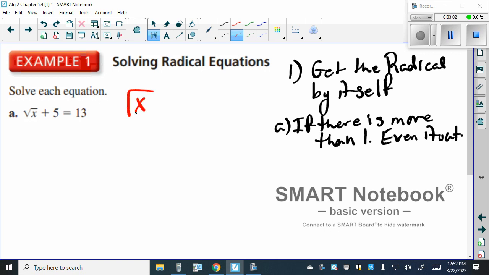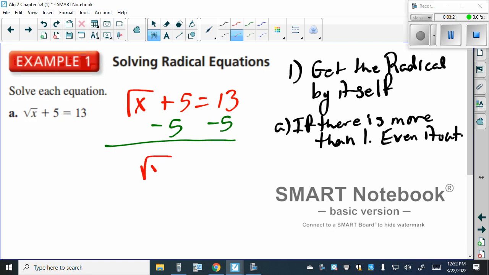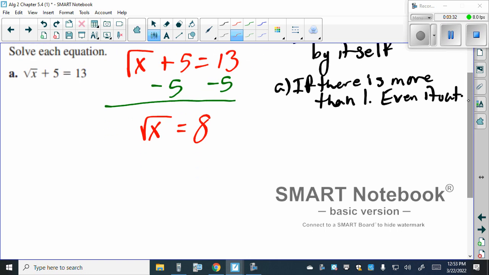So I'm going to rewrite this in the center. Okay. Is the radical by itself? Well, no, we have the plus 5, yes? So what do we need to do to get the radical by itself? So 13 minus 5 is 8. Do we have the radical by itself? Okay. Now that brings us to step number 2.